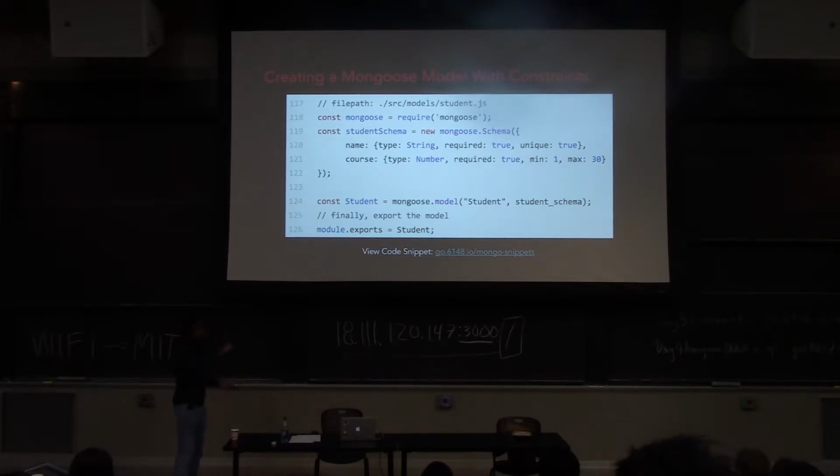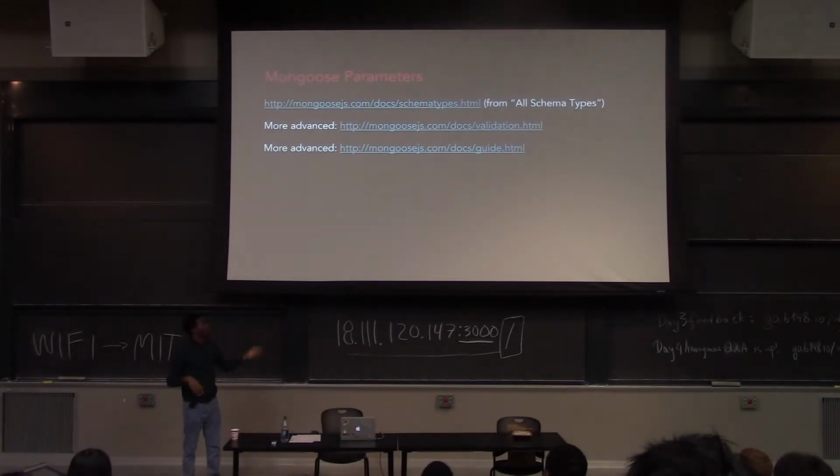You have different parameters. Like for numbers, you have the min and the max. If your number was greater than 30, it will cause an error in this case. If your number was lower than 1, it will cause an error. All right. And yeah, some more links.